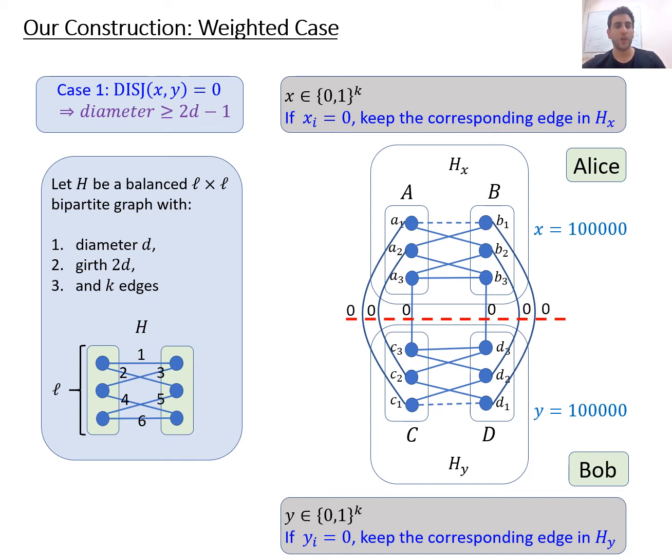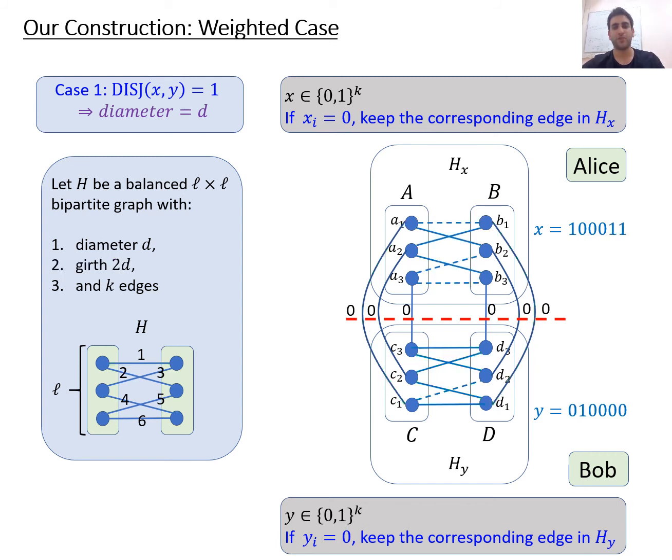What we can show in this case is that the distance between A1 and B1 is at least 2D minus 1. Unfortunately, I don't have time to go over the case analysis, but essentially all the cases use the fact that the girth of H is 2D. There are a few cases in which we can go from A1 to B1, and in all of them we can show that the length of this path is at least 2D minus 1 using the fact that the girth of H is 2D.